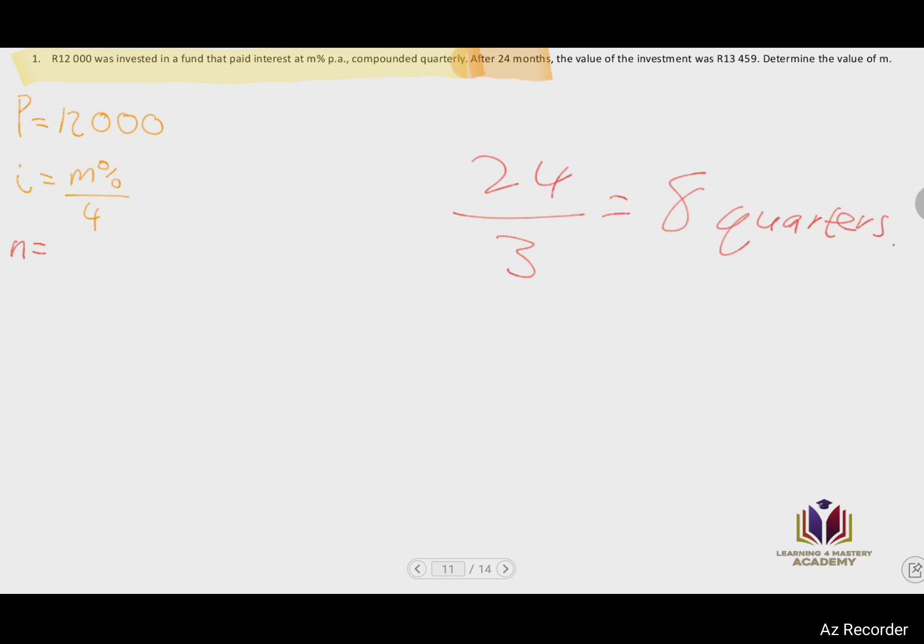Or alternatively, you can say, okay, how many years is 24 months? It's 2 years, right? How many quarters do we have in a year? We have 4. So then you're going to say, okay, it means that it's going to be 4 times 2, which gives you 8 quarters. Okay? Ultimately, you end up with the same answer, okay? So then this is going to give you 8 quarters in the 24 months, in 2 years.